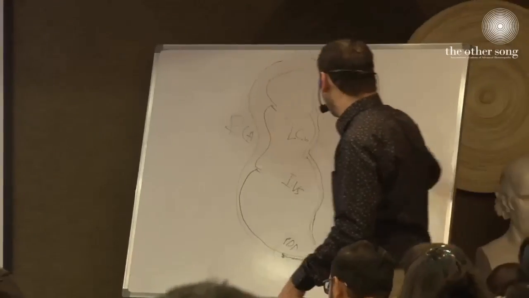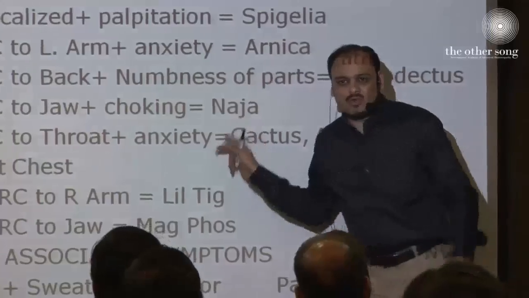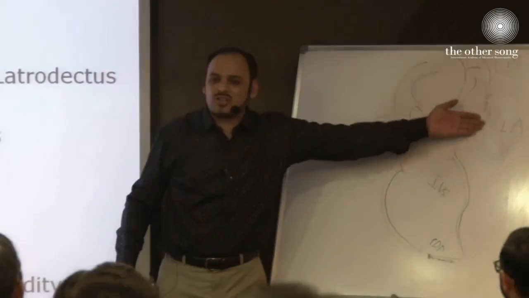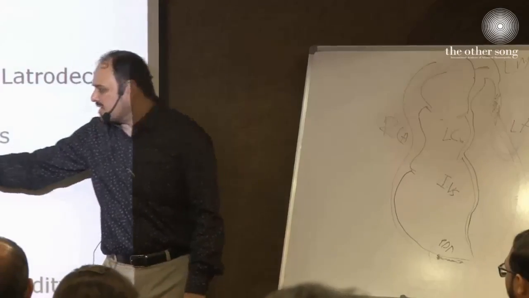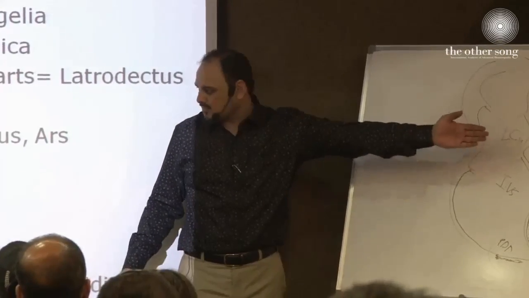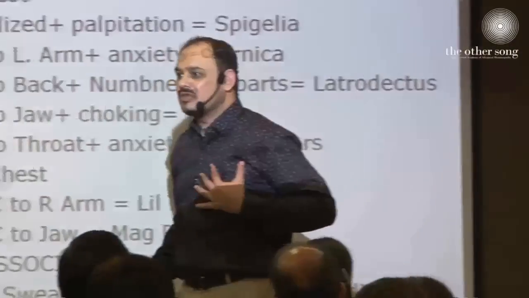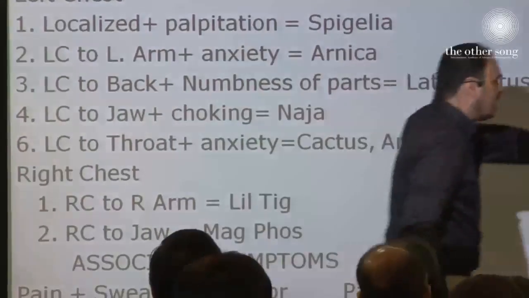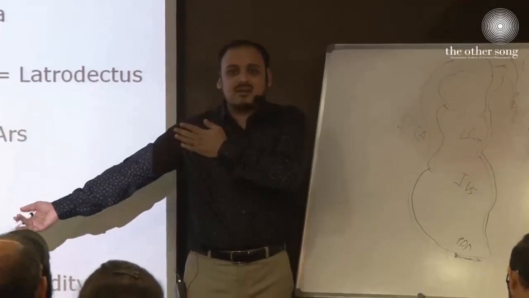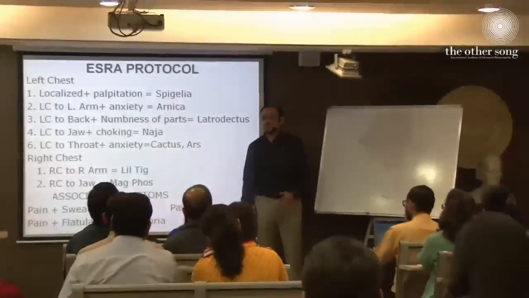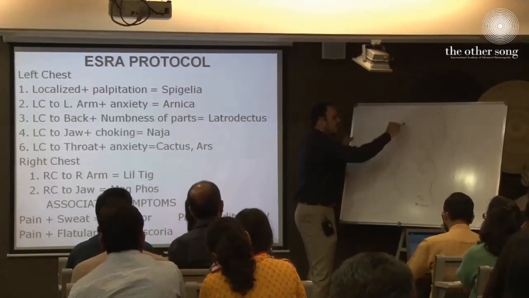So if you have got blockage here, that's why you have got left chest to jaw along with choking, nausea. So nausea becomes a remedy of choice for blockages of upper LAD, proximal LAD. Left chest to throat and anxiety, Cactus and Arsenic, same here. Right chest. Diabetics particularly, they don't show left-sided symptoms. They may show right-sided symptoms because RCA is chiefly affected. So right chest to right arm, classical Lilium tig. Arnica doesn't work there. If you have got blockages here, this is a Lilium tig blockage.